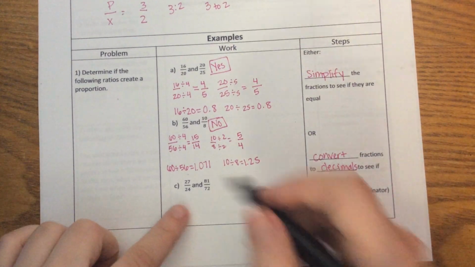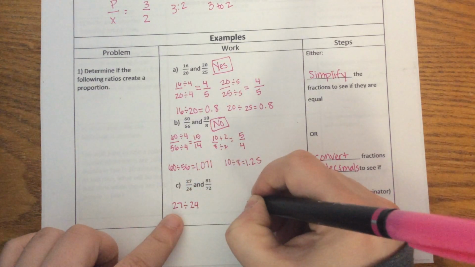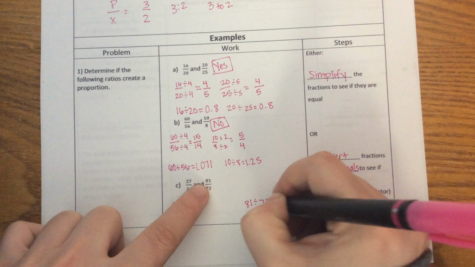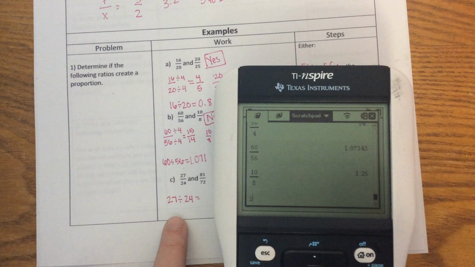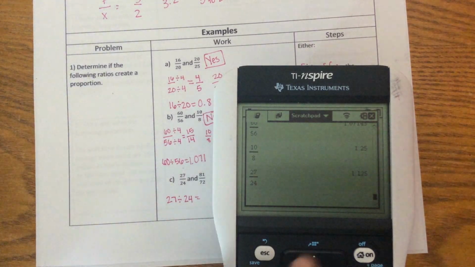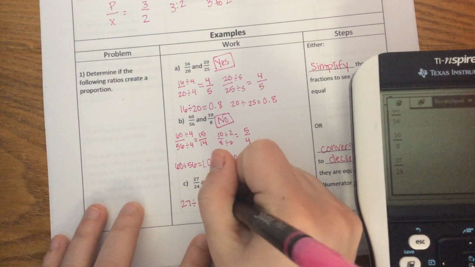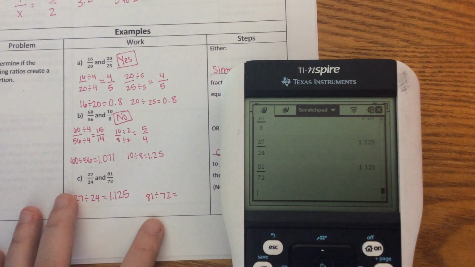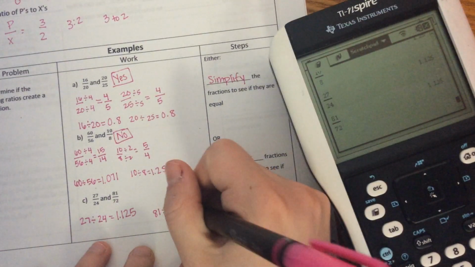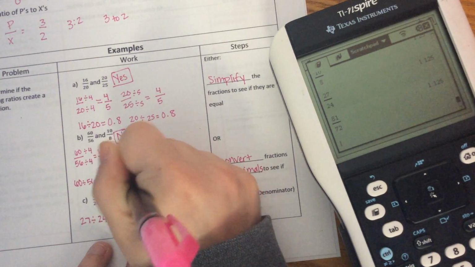So this next one, I'm going to do that. So I'm going to do 27 divided by 24, and then I'm also going to do 81 divided by 72. So 27 divided by 24 is 1 and 125 thousandths. And then 81 divided by 72 is 1 and 125 thousandths. So I get the same answer. So the answer here would be yes.